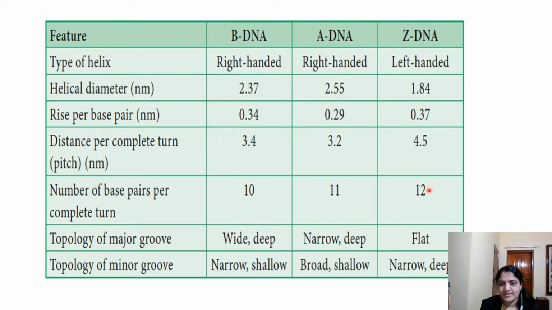So these are the common questions usually asked. Z DNA is left-handed. The number of base pairs per complete turn is 12, and the distance per complete turn in B DNA is 3.4, in A DNA it is 3.2 and Z DNA has 4.5.